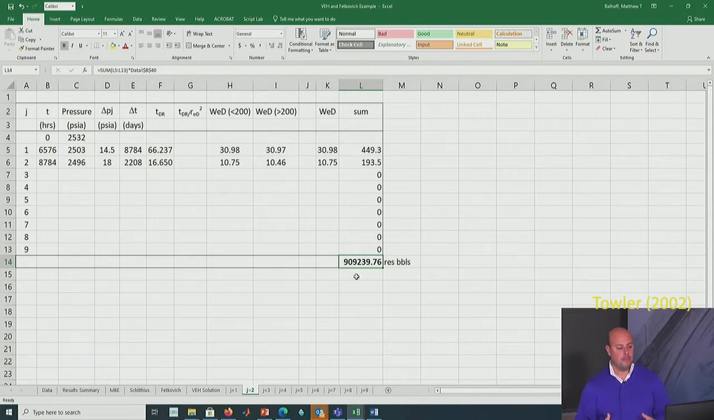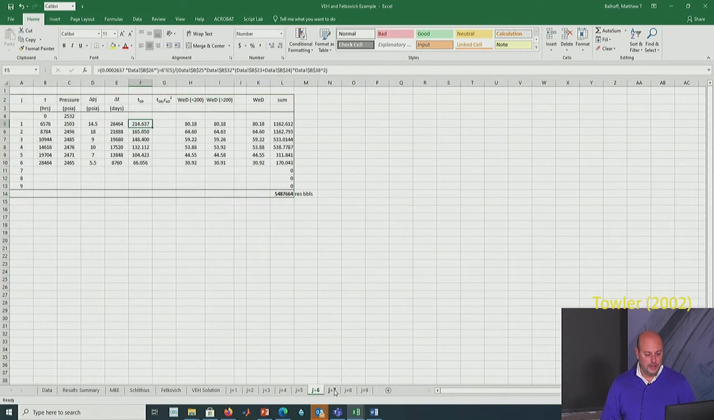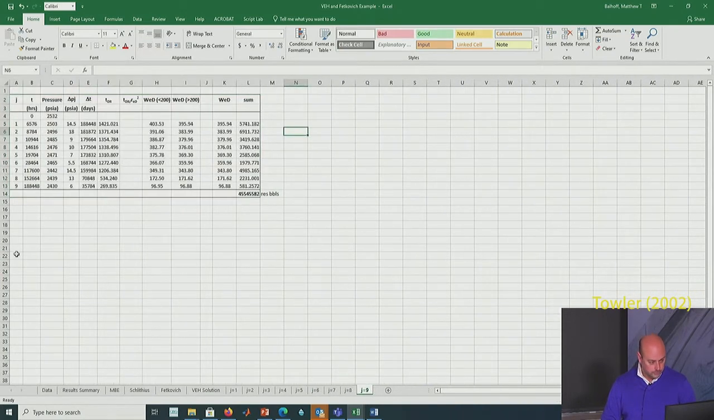Now, that only tells me how much water came in at that time. If I wanted to calculate what it is at less time, 6576, and greater times, I have to redo that calculation all over again. And if you go to the late times, like all the way to 188,448 hours, that's even more tedious. So the Van Everdingen-Hurst model is very accurate. It is tedious. And so I did this on a spreadsheet.